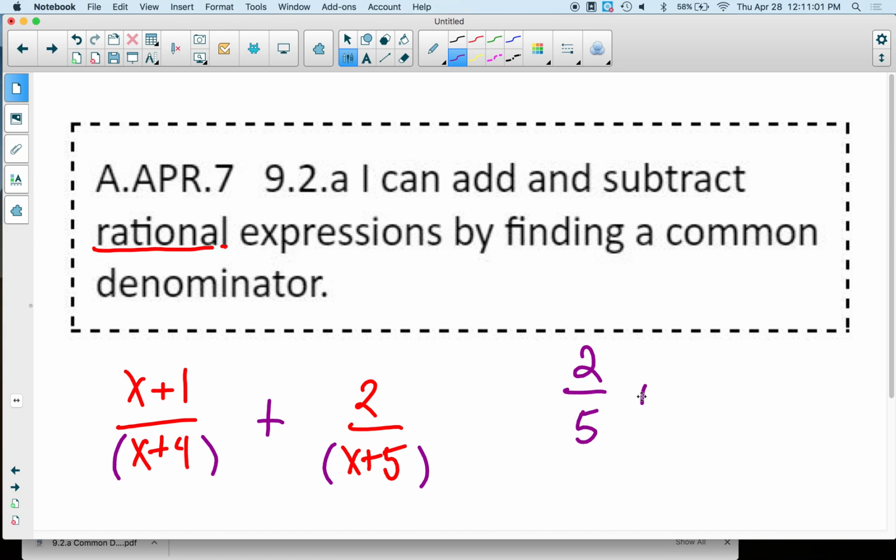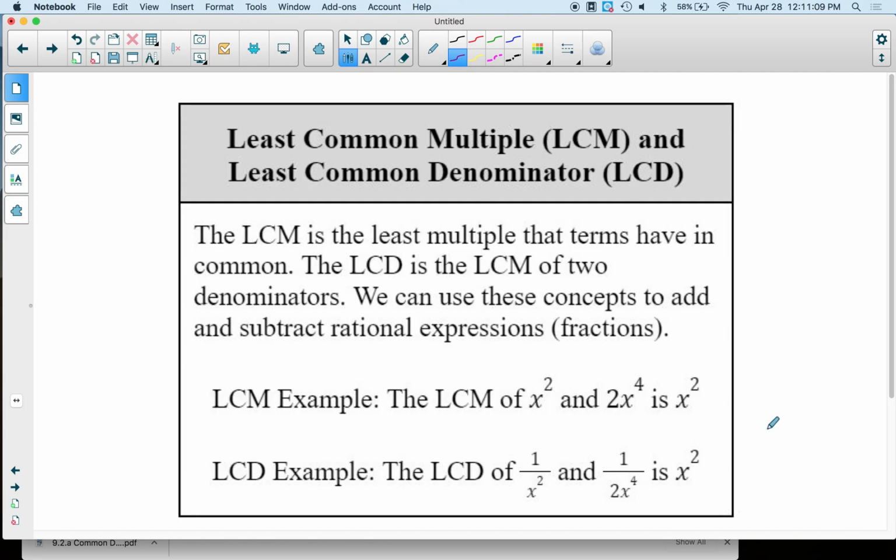If I want to take 2/5 plus 3/4, I can't just add yet. I have to make them have a common denominator of 20 first. So the least common multiple is the least multiple that any number of terms have in common. The LCD is the LCM of the denominators, right? So we can use these concepts to add and subtract rational expressions and fractions.